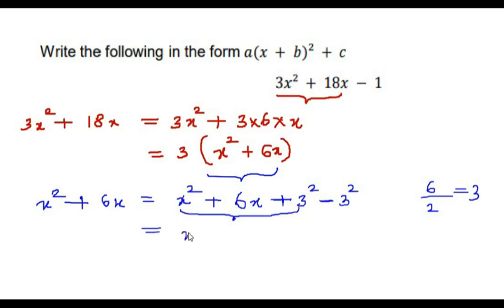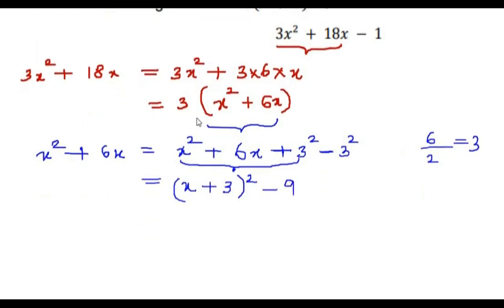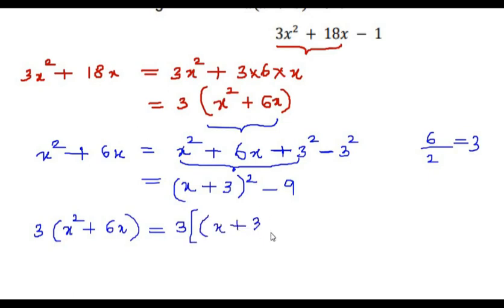So we write it as x, then the sign, plus, and then 3. The whole term squared minus 3 squared is 9. Now this was only x square plus 6x. Now there was 3 as well. So now 3x square plus 6x. So we got to multiply this answer by 3. x plus 3 the whole squared minus 9.